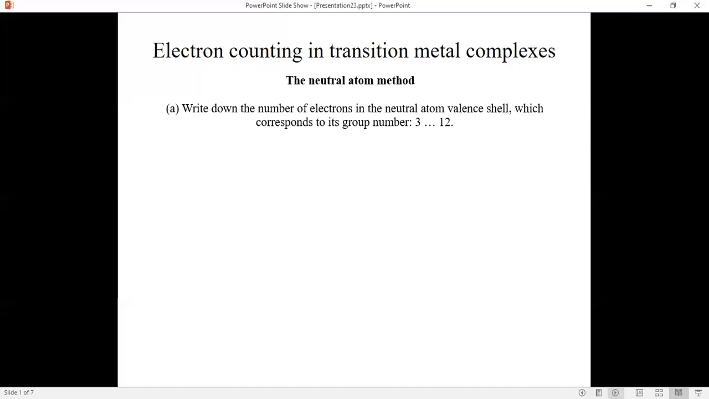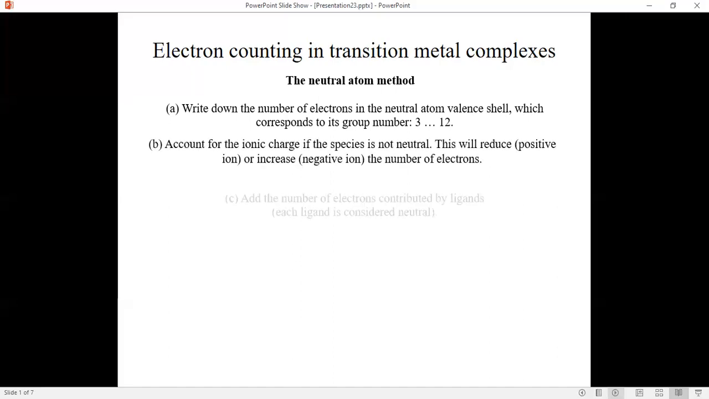Then in the second step, you account for the ionic charge of the species. When you have a complex anion, you add the respective number of electrons according to the charge of the complex. For instance, if the complex has a 2- charge, then you add 2 electrons. If the complex has a 2+ charge, then you subtract 2 electrons. If the complex doesn't carry a charge at all, then there's nothing to do.